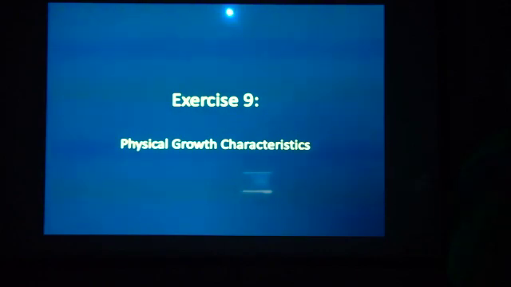So, physical growth characteristics, exercise 9, and pure culture, exercise 8, kind of go hand in hand. Because if you think about pure culture, the whole reason that you wanted to do pure culture was so that you could isolate one single bacteria. When we talk about the physical growth characteristics, we're talking about what does that colony look like?